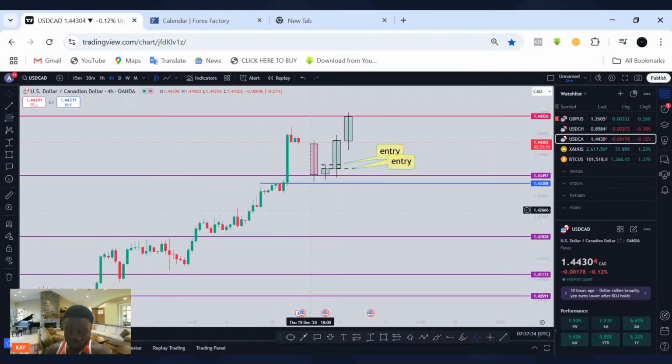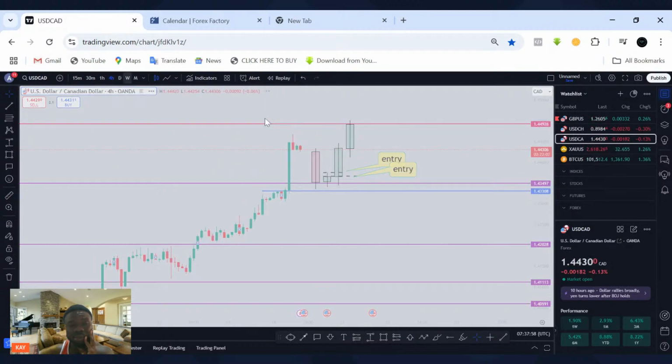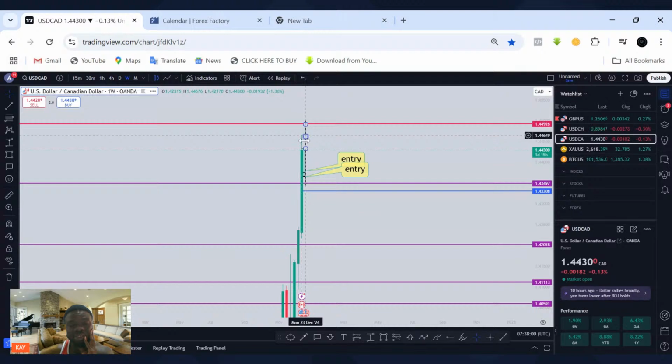Okay, so this is what I'm expecting to happen on USD card. As I'm saying, from experience, if the trend in the markets is all moving up, you don't have to try to go against the trend, because if you look at the weekly time frame, the market is trending up.